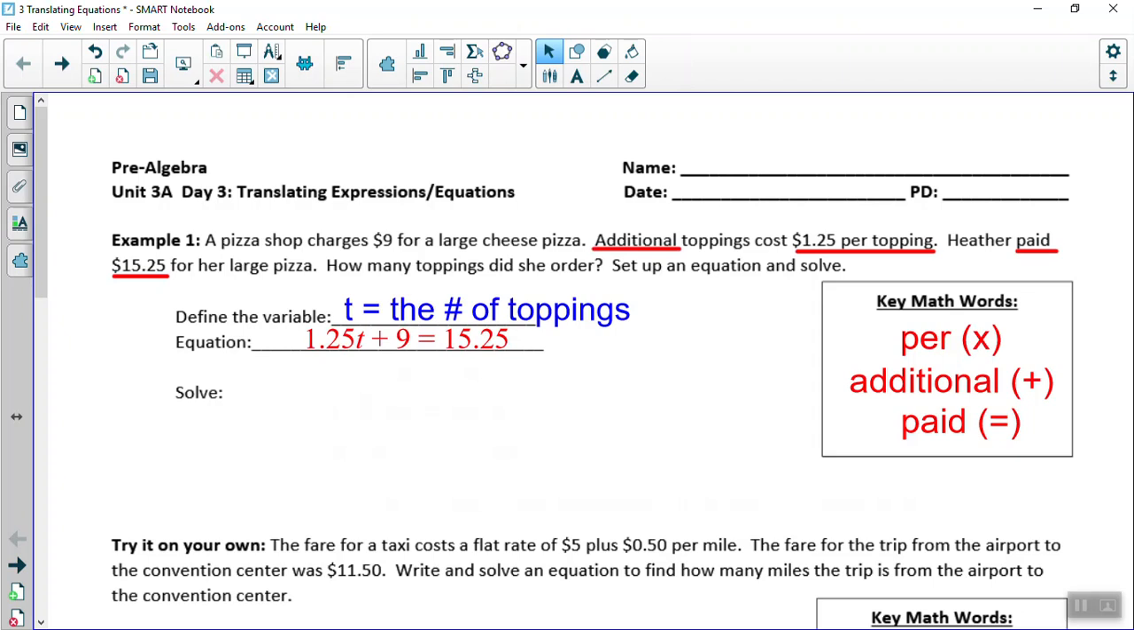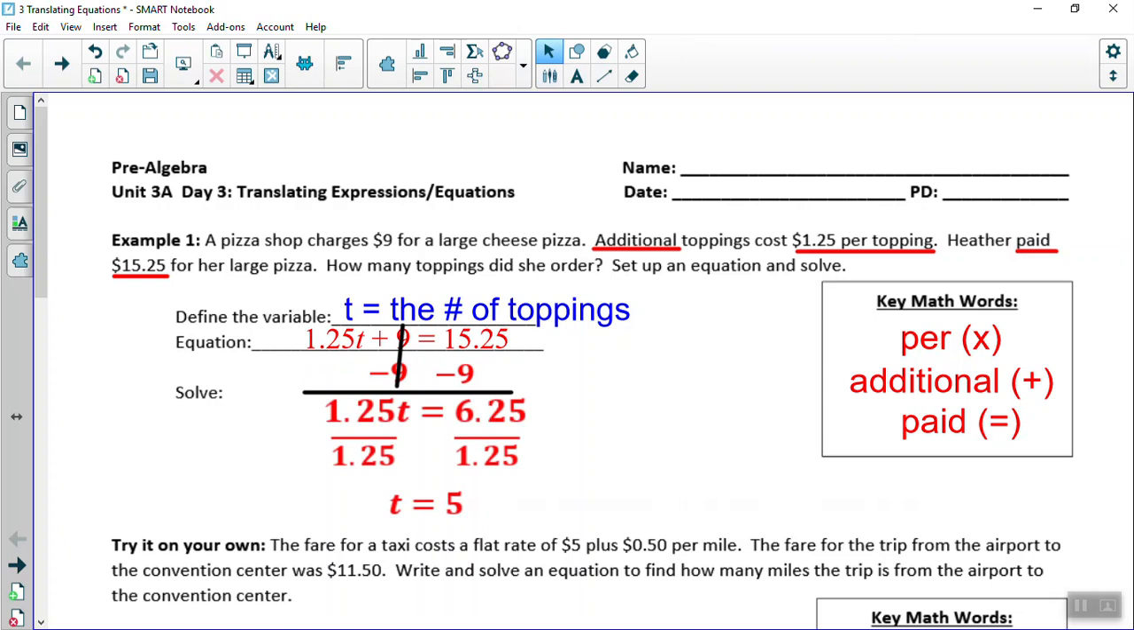All right, so let's solve. We've learned how to solve these multi-step equations, so now we're just getting a little more practice with it. I'm going to start by subtracting 9 from both sides. When I do that, that will cancel out those terms. Now I've got $1.25t equals $6.25. My last step is to isolate that t, so I need to divide by $1.25 on both sides. Once I do that, I'm left with t equals 5.